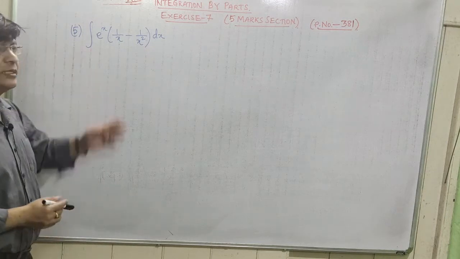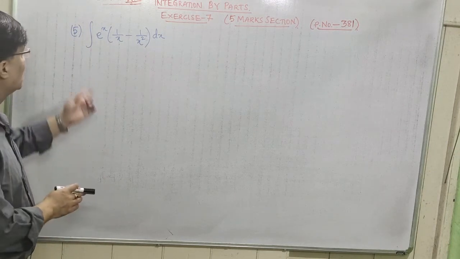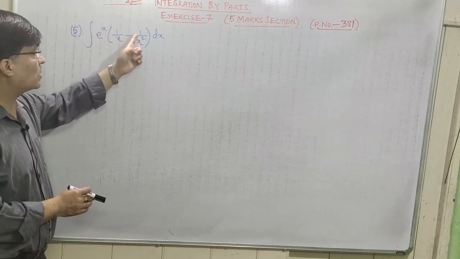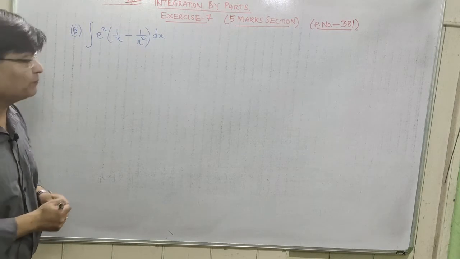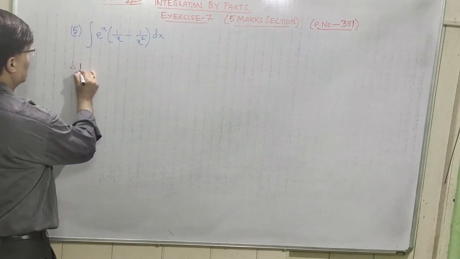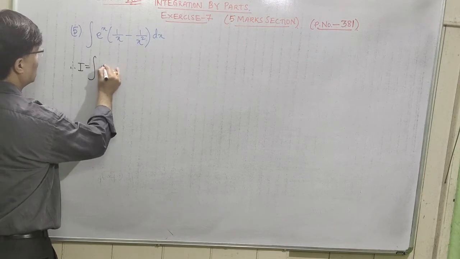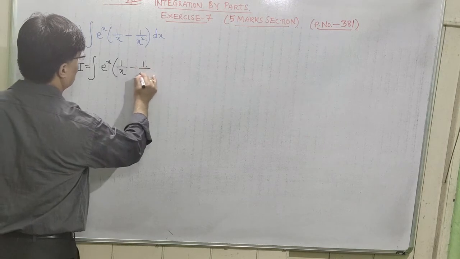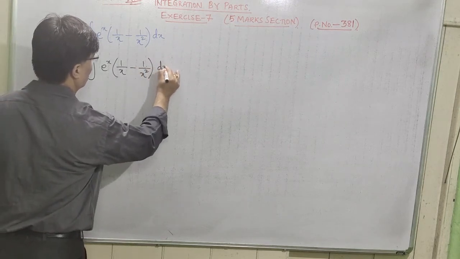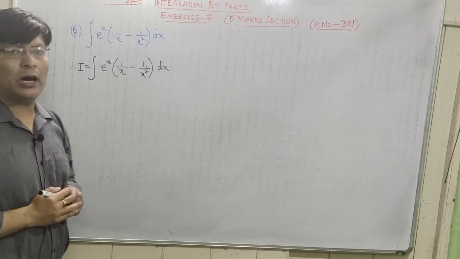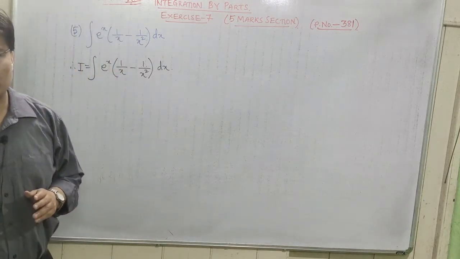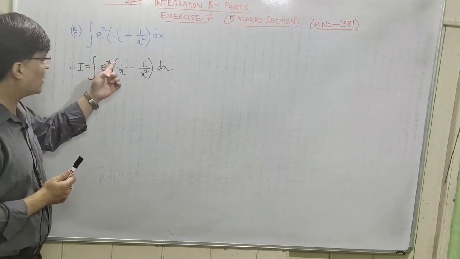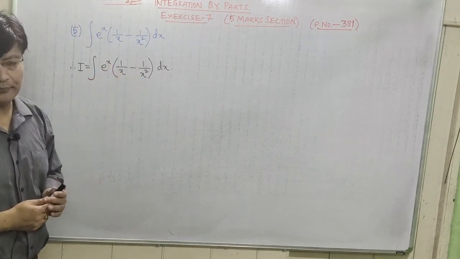So you have to evaluate this integration. The question is integration of e to the power x within bracket 1 upon x minus 1 upon x square dx. Okay, so let us first write I is equal to integration of e to the power x within bracket 1 upon x minus 1 upon x square dx. So how can you evaluate this integration? Now there is an exponential function e to the power x, and within bracket we have 1 upon x minus 1 upon x square.